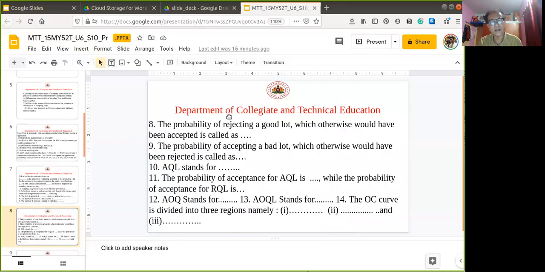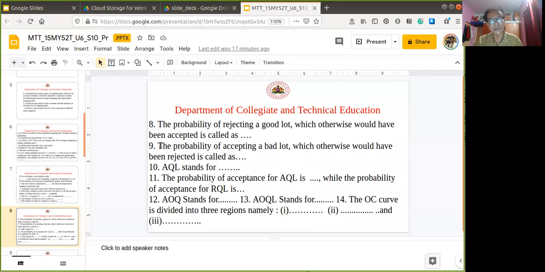Next, the eighth fill in the blank. It says that the probability of rejecting a good lot, which otherwise would have been accepted, we can call the producer's risk. The probability of rejecting a lot which otherwise would have been accepted is called the producer's risk.